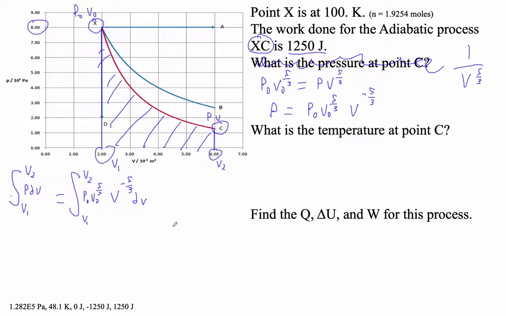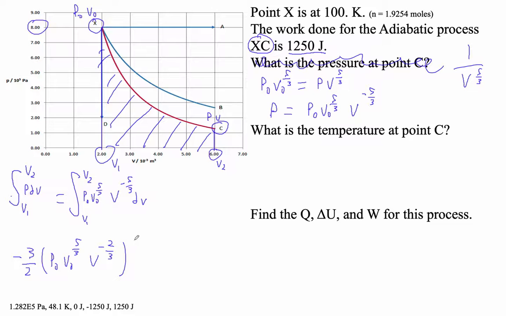Okay. Well, this is just a simple polynomial or a simple power rule, right? Okay. So if we add 1 to that and invert it, we get negative 3/2, right? Okay, and then it's going to be this constant, right? P naught V naught to the 5/3, right? And then this, we're going to add 1 to that, right? So that's going to be V to the minus 2/3.